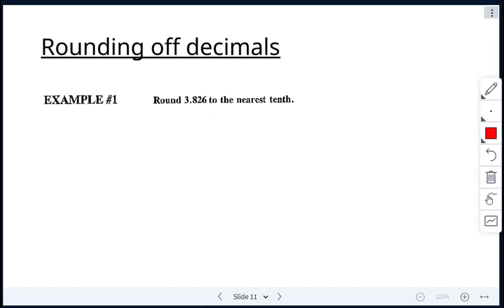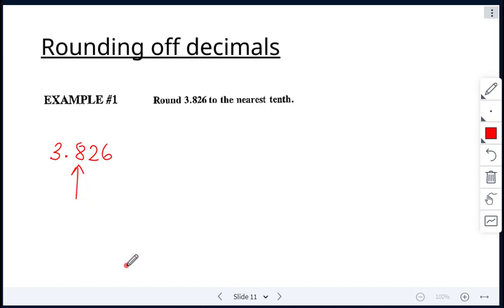All right, so next we are looking at rounding off decimals. Pay attention to what the question is asking, which place value you need to round off to. So in our first example, we are rounding 3.826, but we are rounding to the nearest tenth. So I'm just going to rewrite this here. So we have 3.826. That is our tenths position.